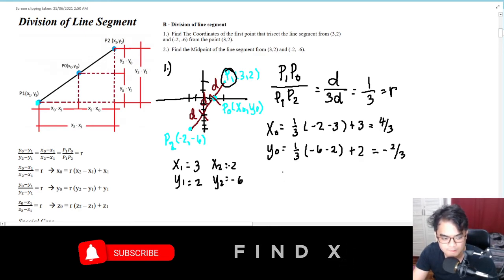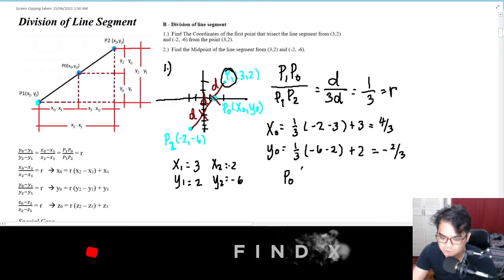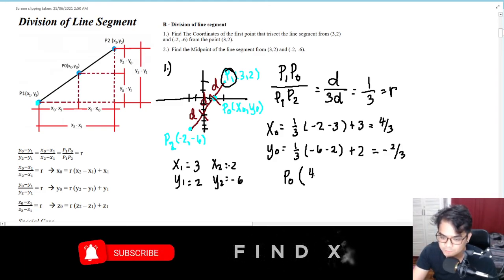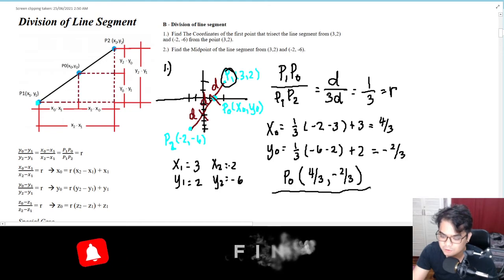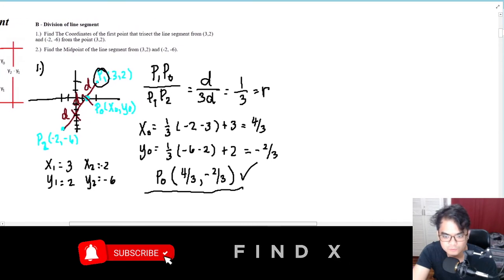Therefore, P0, or the first trisection point, will just become (4/3, -2/3). Therefore, this will be your answer. Okay. So let's move on to number 2.